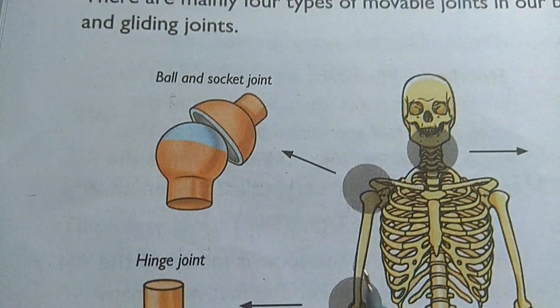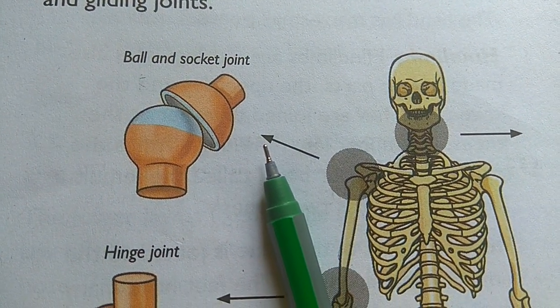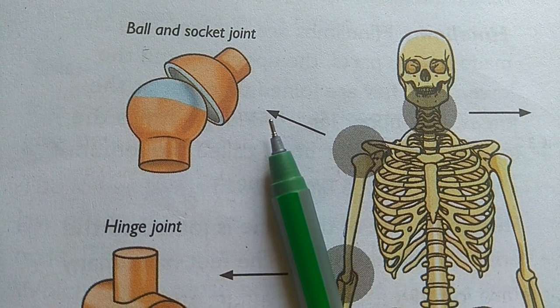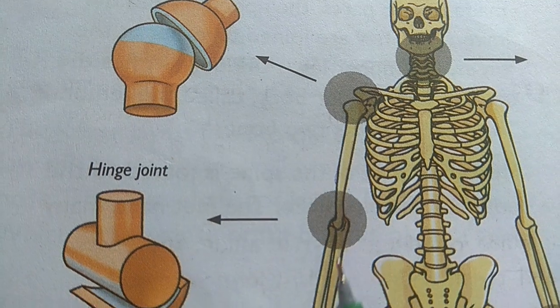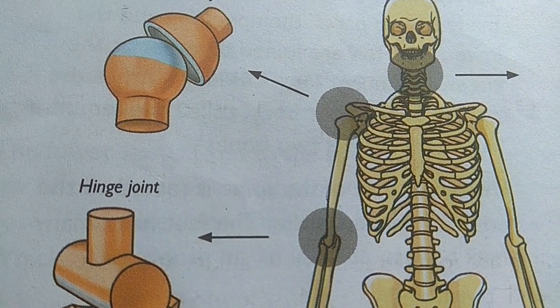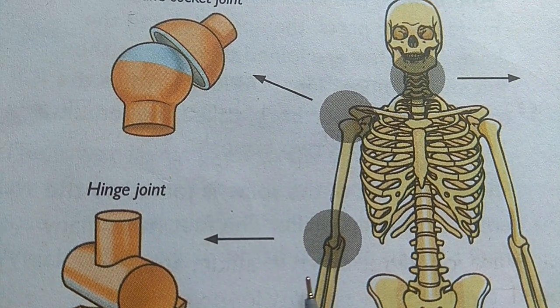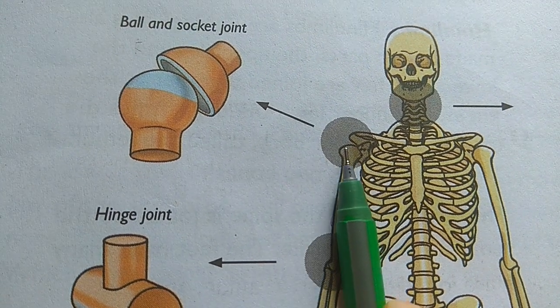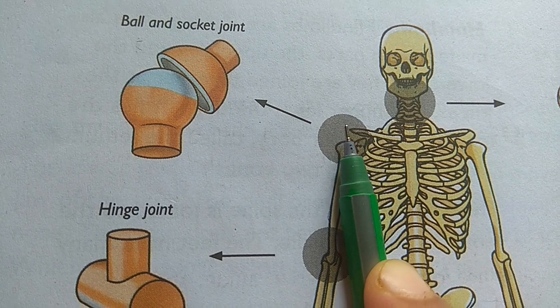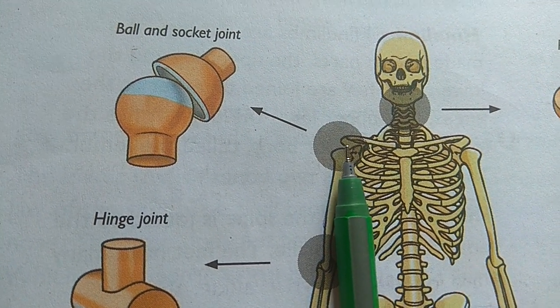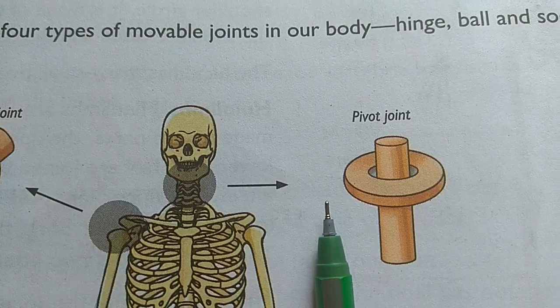Next comes the ball and socket joint. They allow movement in all directions. The shoulder and the hip are the ball and socket joint. The humerus bone in the upper arm fits into the cup-shaped socket which allows movement almost in all directions.